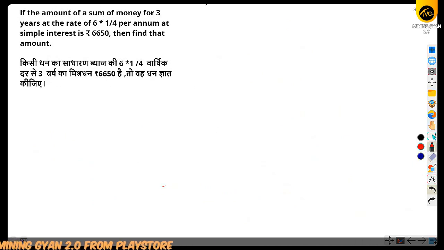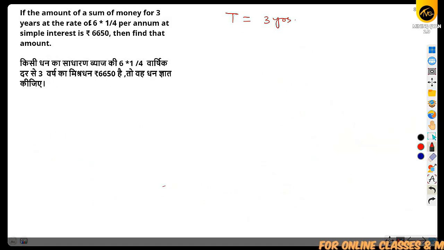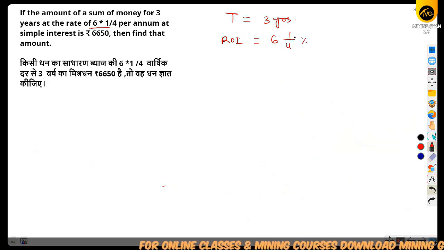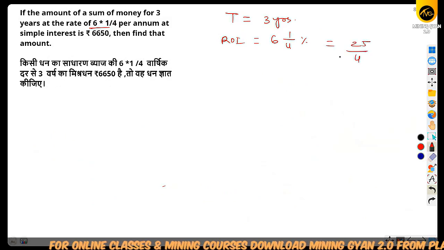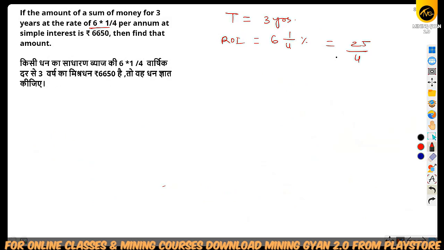Okay, so what we already have is the sum of money for 3 years, so time duration is 3 years. Now what is the rate of interest? The rate of interest is 6 into 1 divided by 4 percent. That means 24 plus 1, that will be 25 divided by 4 percent. So this is the rate of interest.